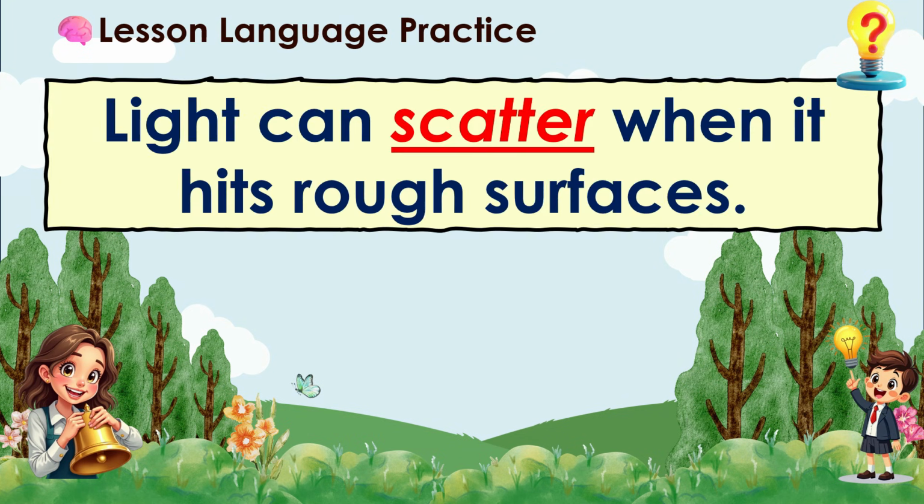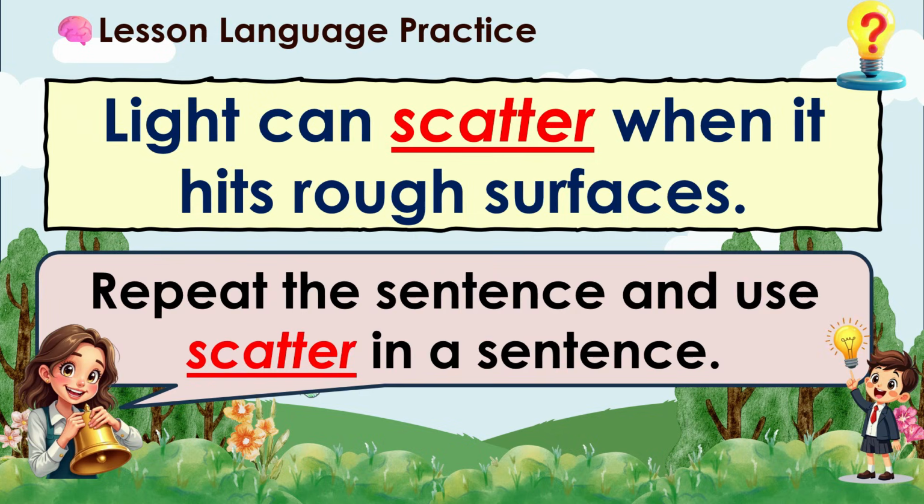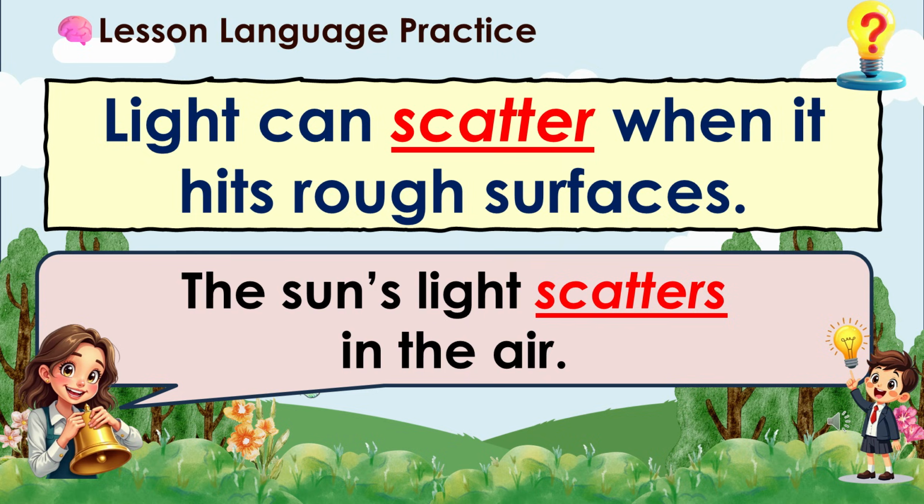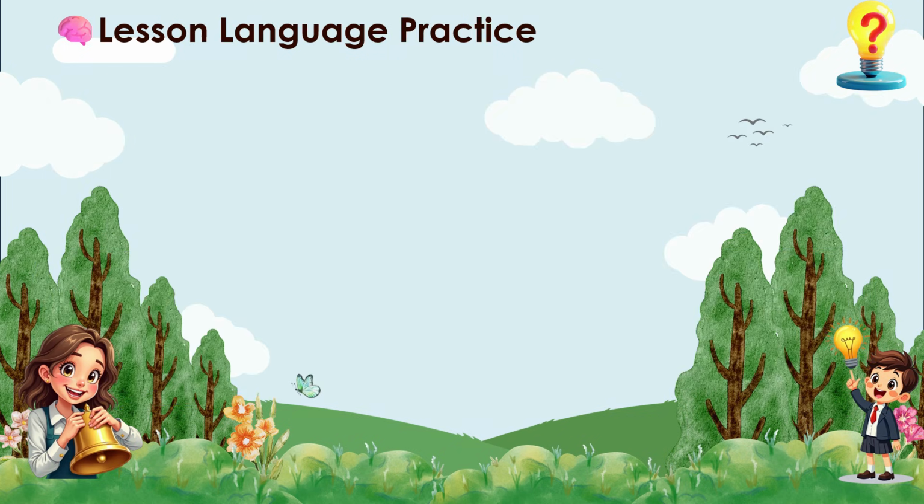Light can scatter when it hits rough surfaces. Repeat the sentence and use it in a sentence. Example sentence is the sun's light scatters in the air.